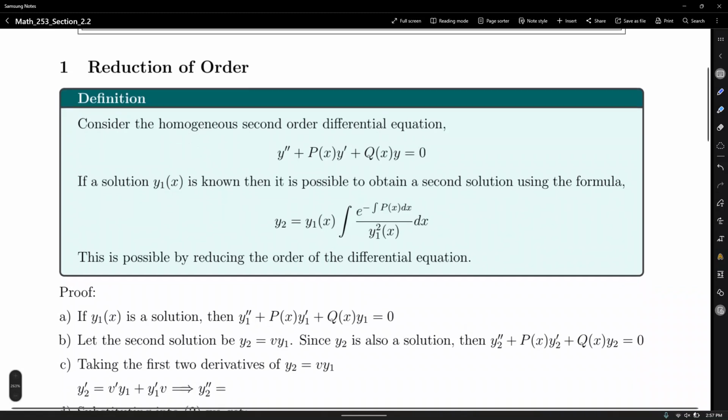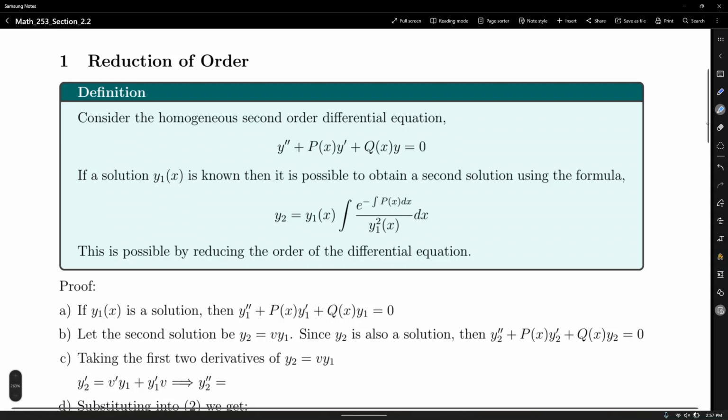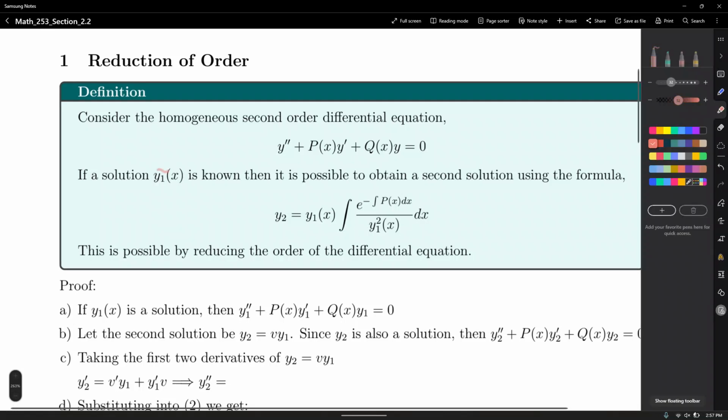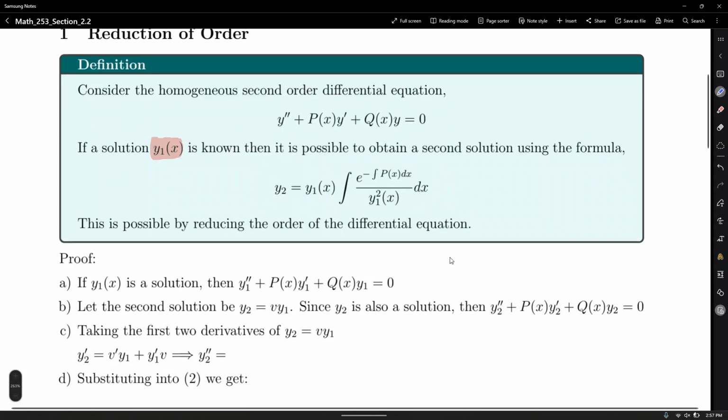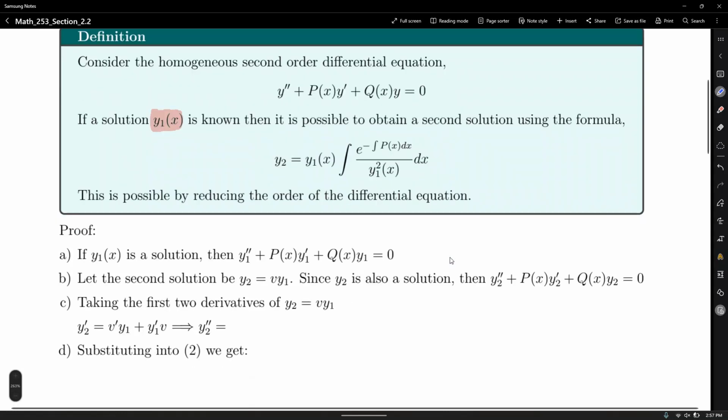We're going to start with the idea that one solution is known, will be given, that is y sub 1, or could be guessed, but for the most part will be given. It is possible to know a second solution using this formula right here, which, before getting into the exercise, I'm going to derive. To prove this result, we're going to start with the fact that y sub 1 is a solution to the differential equation.